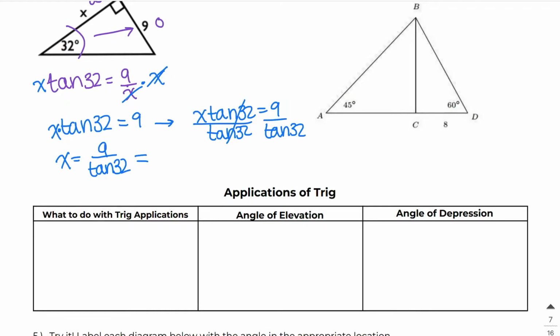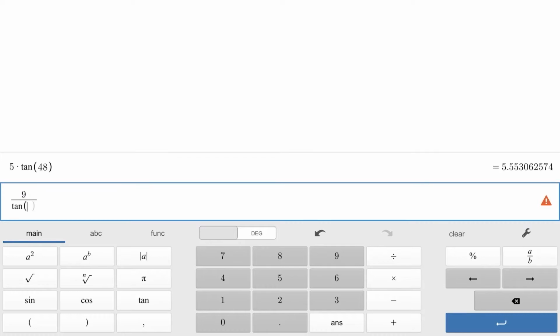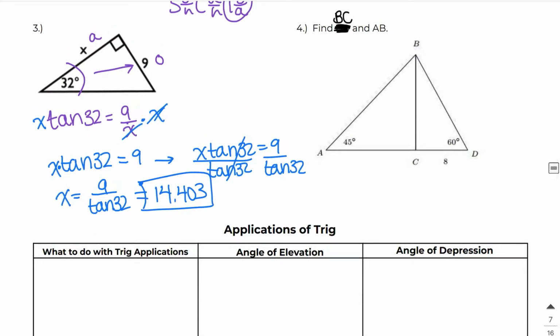Okay, so let's go ahead and type that into our calculator. I'm going to take 9, divide that by the tangent of 32, and I end up getting 14.403. So x here is approximately equal to 14.403.